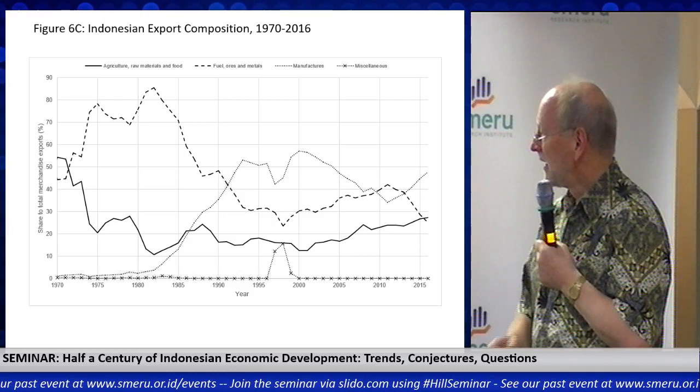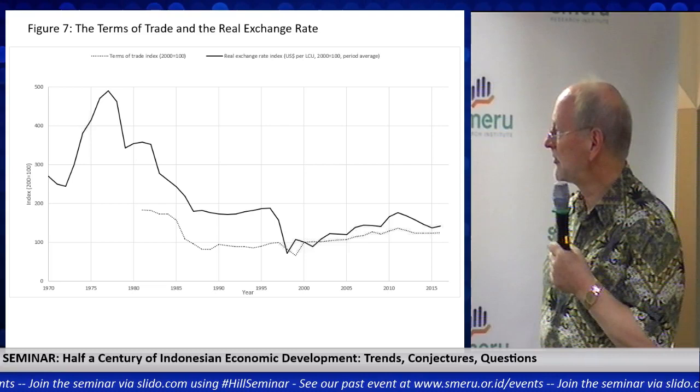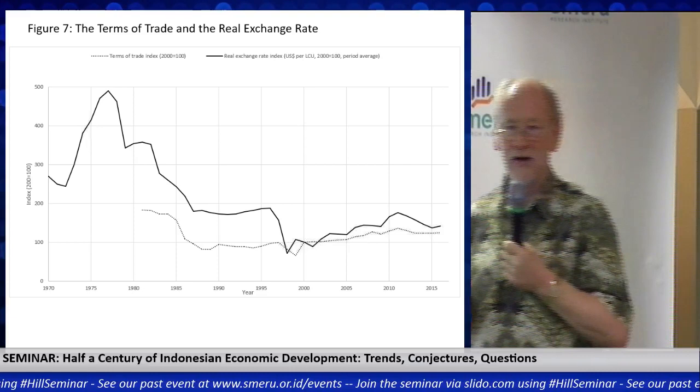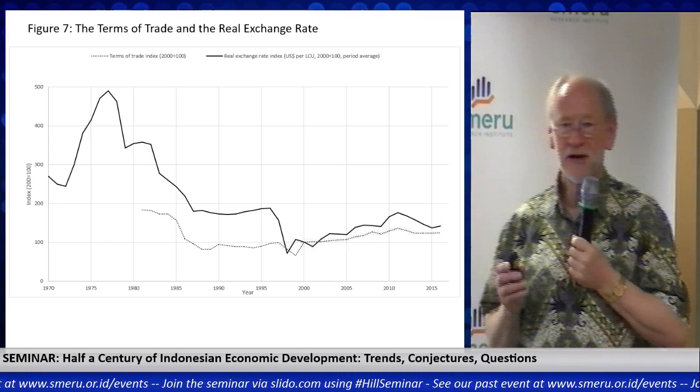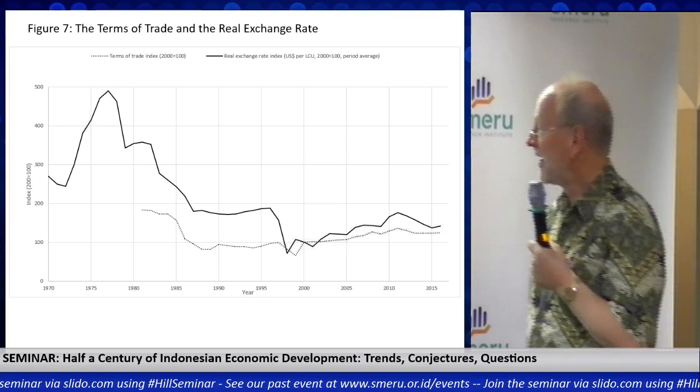The other part of the story on international dimensions is how Indonesia has adjusted to external shocks. So you would hypothesize that you would get a close correlation between trends in the terms of trade, that is the ratio of export prices to import prices, and the real exchange rate. And so the dark line, the real exchange rate, is kind of telling you that story.